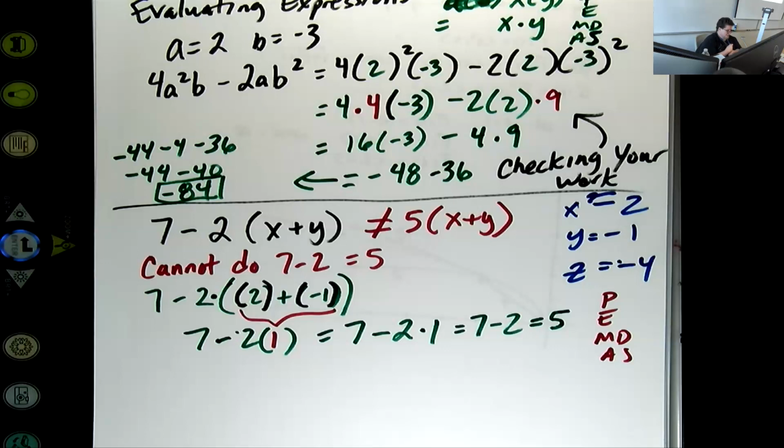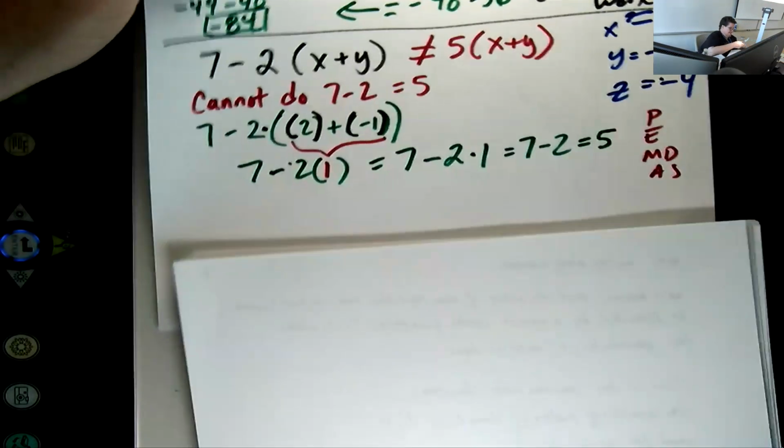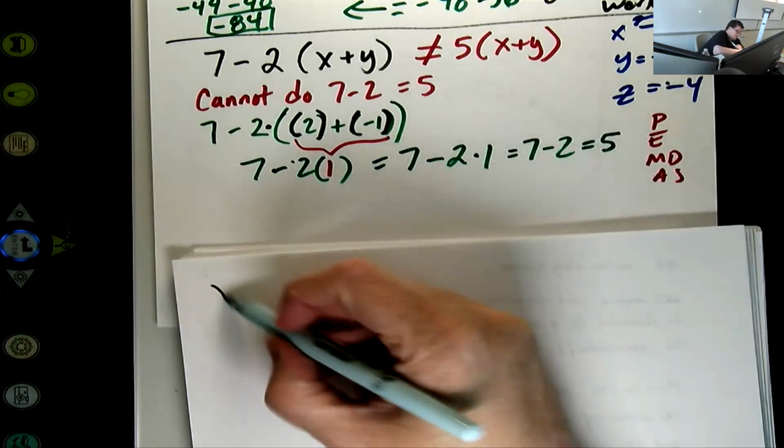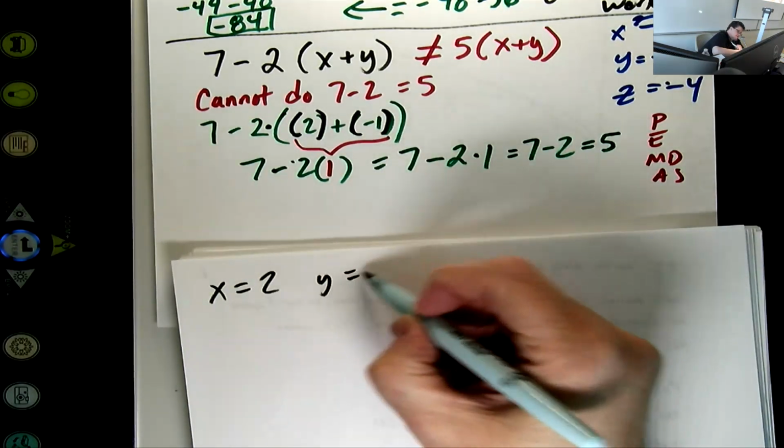This is not a good example to show you why we don't do this. 7 minus 2, it's gonna get the same answer. I just realized it's gonna get the same answer, so it's coincidence. Let me show it to you on the next one. We've got x equals 2 still, just copying that down to the next page.